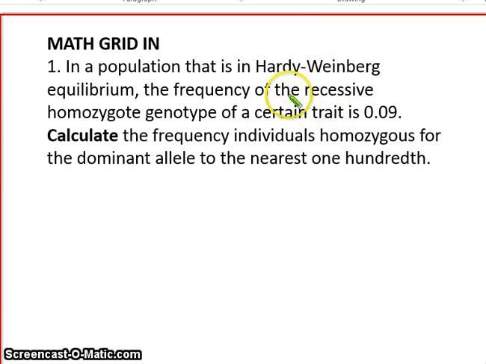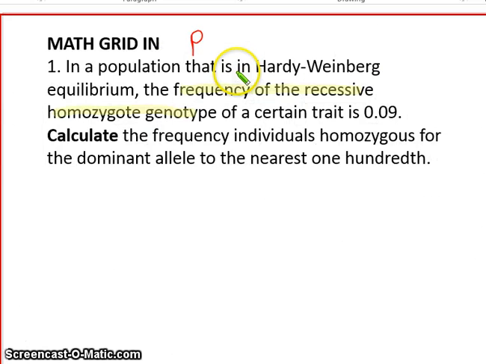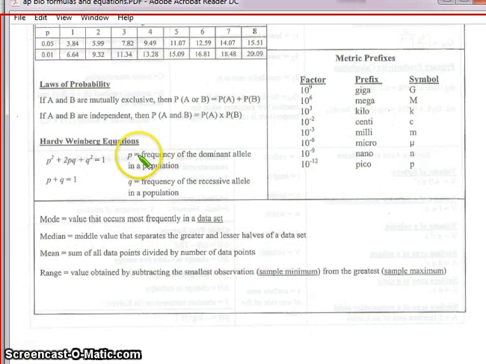So let's analyze what we have here. This tells us the frequency of a recessive homozygous genotype is 0.09. I like to review with my students what all the different symbols in the Hardy-Weinberg equation mean. First thing I'll ask is, what does P mean? In case you forget, a great hint is to go to your equation sheet, and on the equation sheet you'll find P is the frequency of the dominant allele. Q is the frequency of the recessive allele.